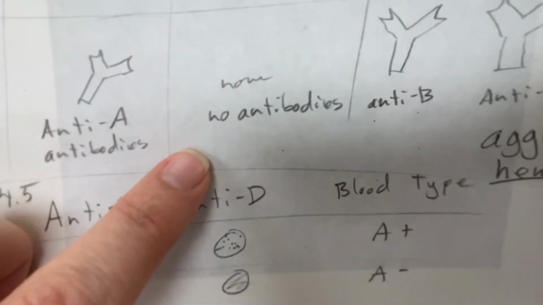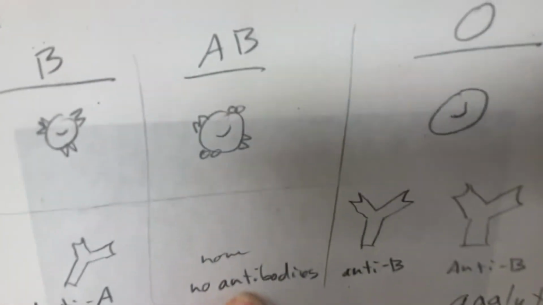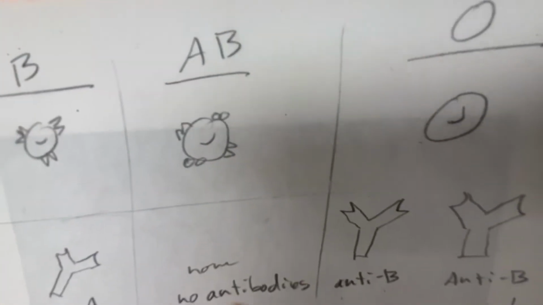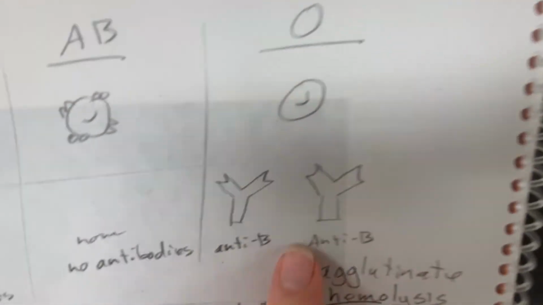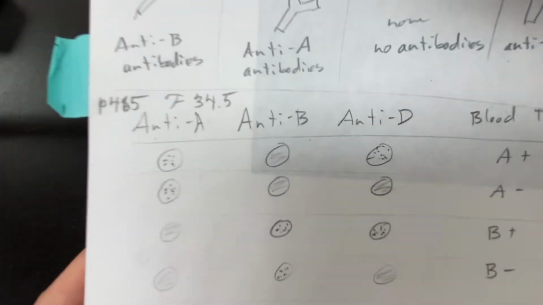Type AB blood does not have these antibodies because they would die. Okay. And type O blood has both. Okay, so the way we test, let me walk you through this.